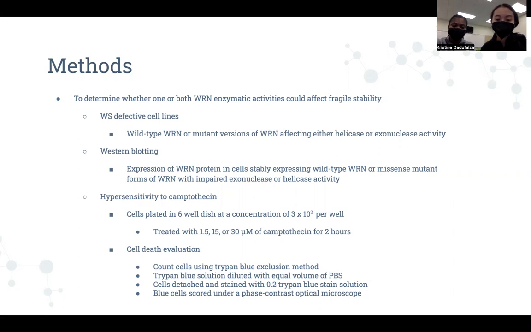Cells were plated in a 6-well dish at a concentration of 3 times 10 to the power of 2 per well and treated with 1.5, 15, or 30 micromolar of camptothecin for 2 hours. Cell death was evaluated by counting cells using the trypan blue exclusion method. The trypan blue solution was diluted with an equal volume of PBS. Cells were detached and stained with 0.4% trypan blue stain solution. Blue cells were scored under a phase contrast optical microscope.